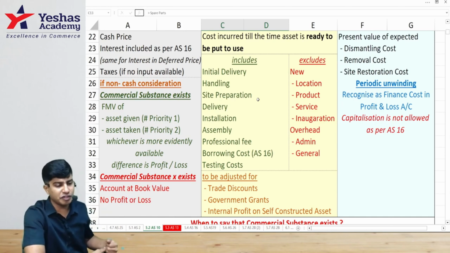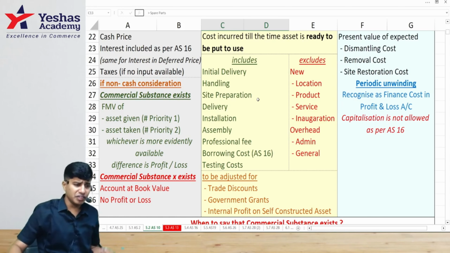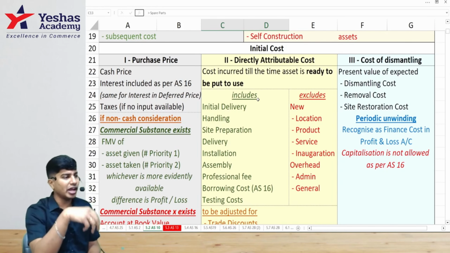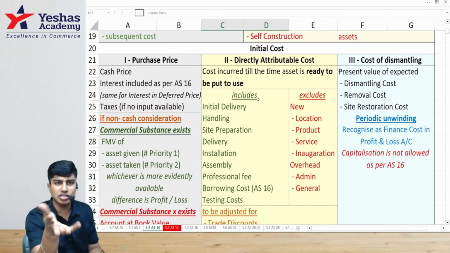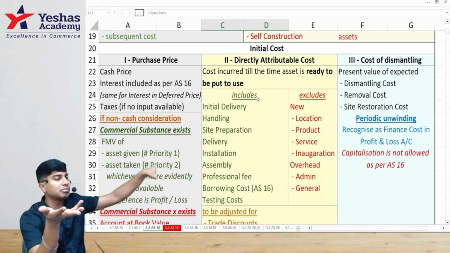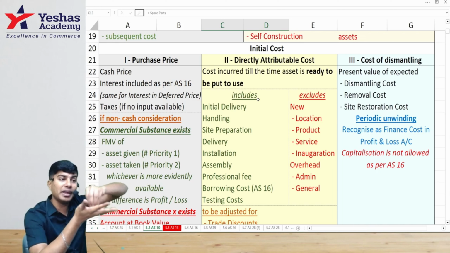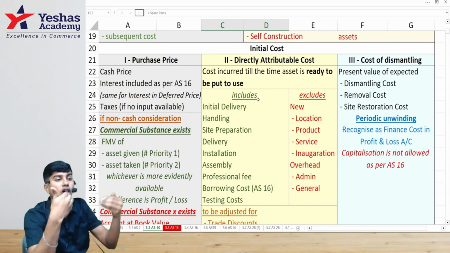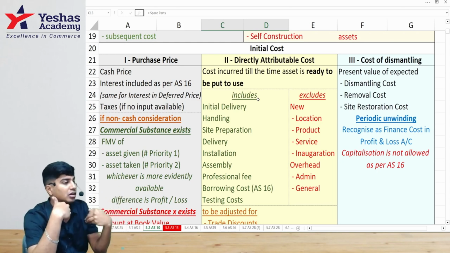Lastly, we spoke about cost of dismantling. Whenever we come to the end of the useful life of the asset, we need to remove the asset. So today I'm installing the asset. After 5 years or 6 years or 10 years, when I have to remove the asset, I might have to incur some money. And that money, what I pay at the end of the useful life of the asset, I have to anticipate or expect as of today.